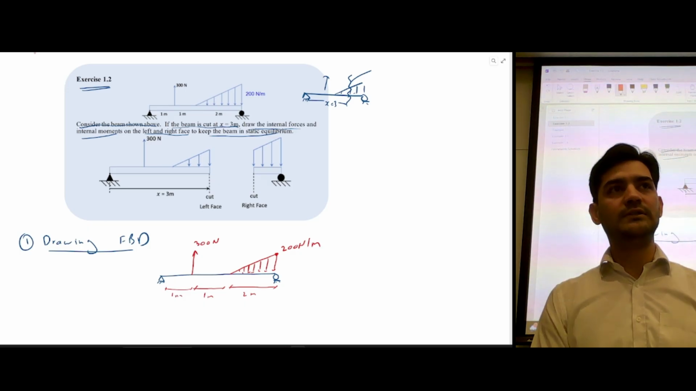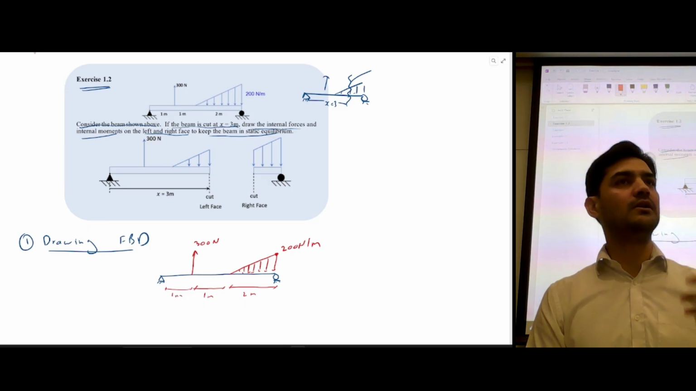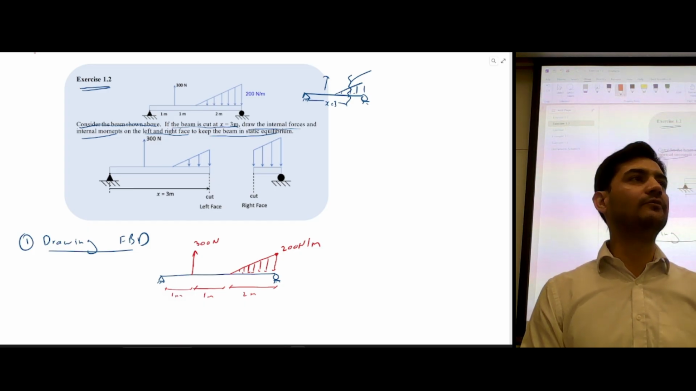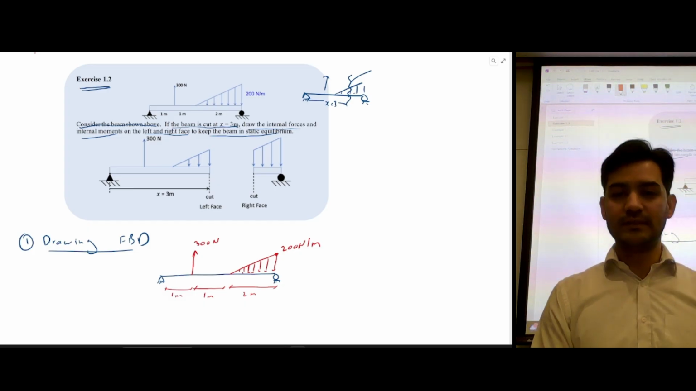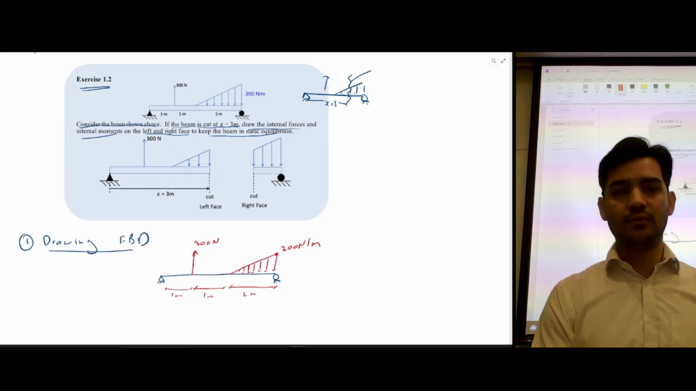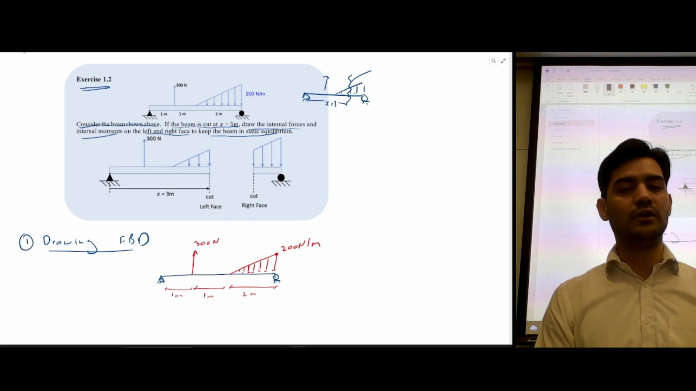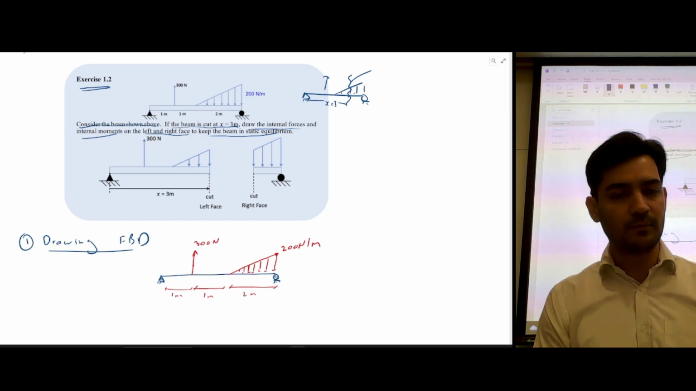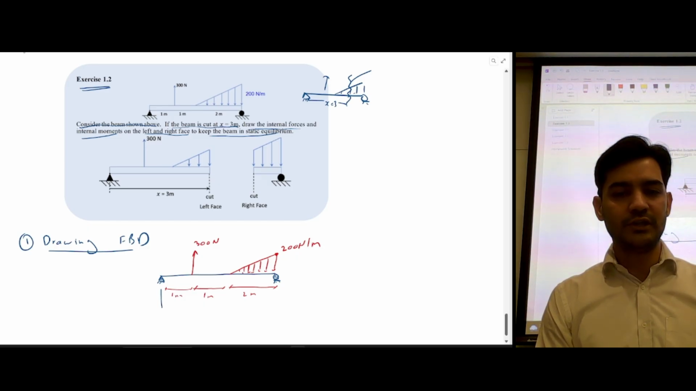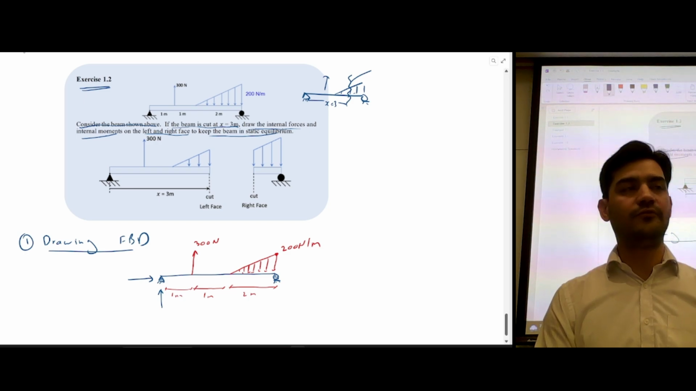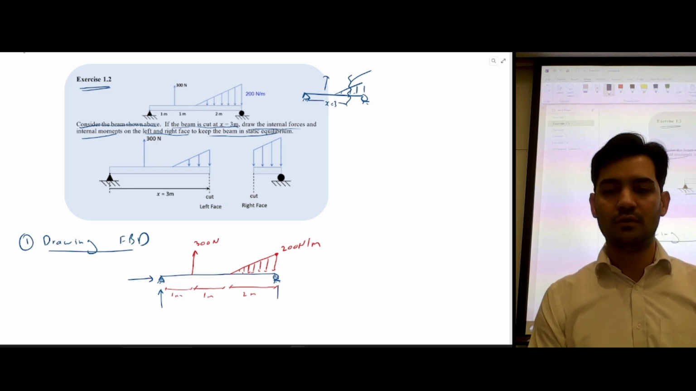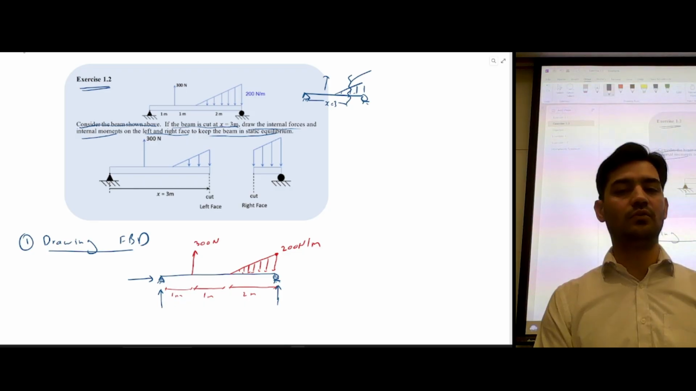So what we have to do is calculate the internal loads. But before we calculate the internal loads, we have to calculate the reactions. So that's the first step. So we can see we have a pin support here and we have a roller support here. For a pin support, we usually see two types of reaction loads. And for a roller support, we have one reaction load.